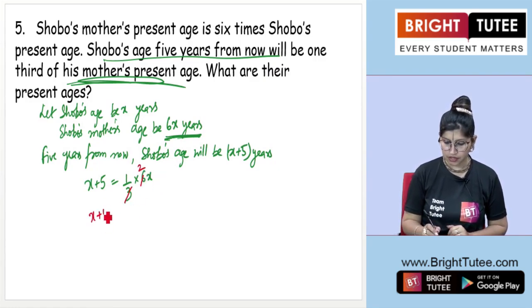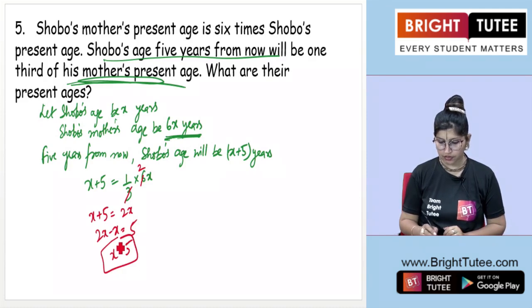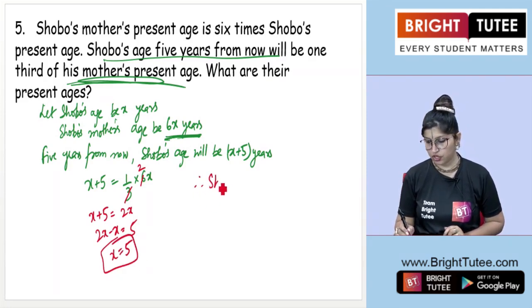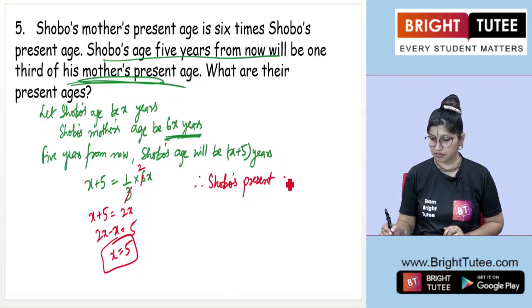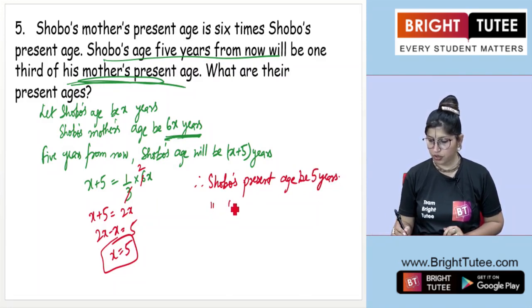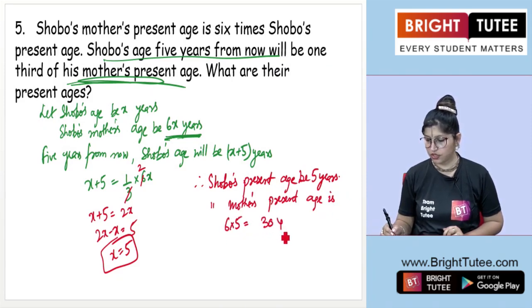We'll be getting x + 5 = 2x. Now 2x - x is 5. So x is 5. So therefore, Shobho's present age is 5 years and Shobho's mother's present age is 6 times 5, which is 30 years.